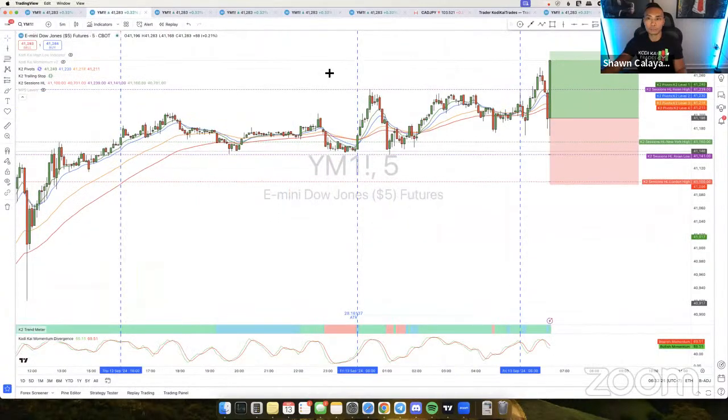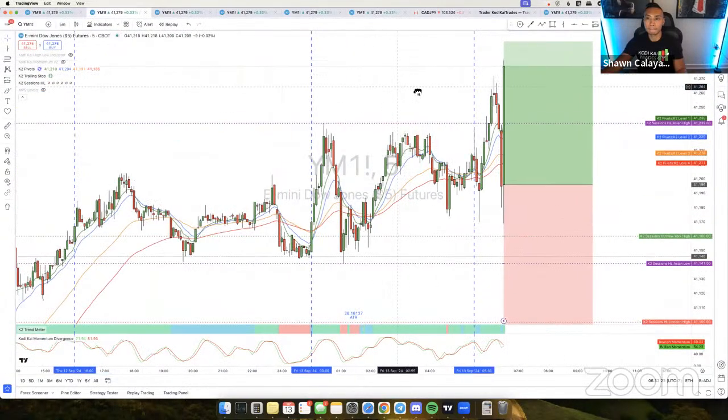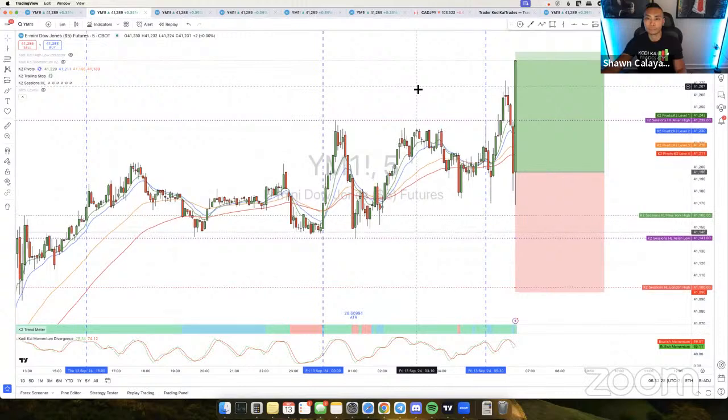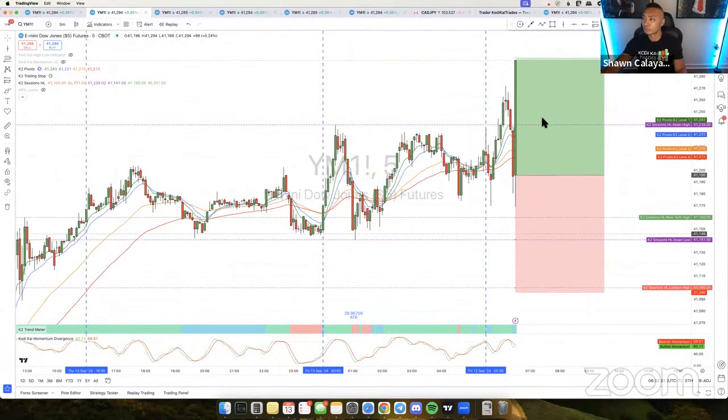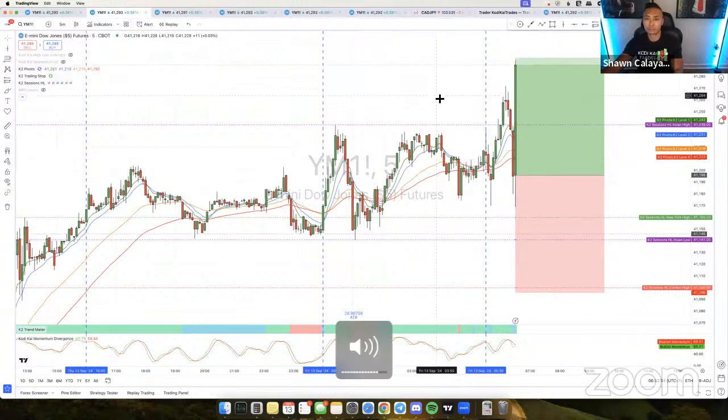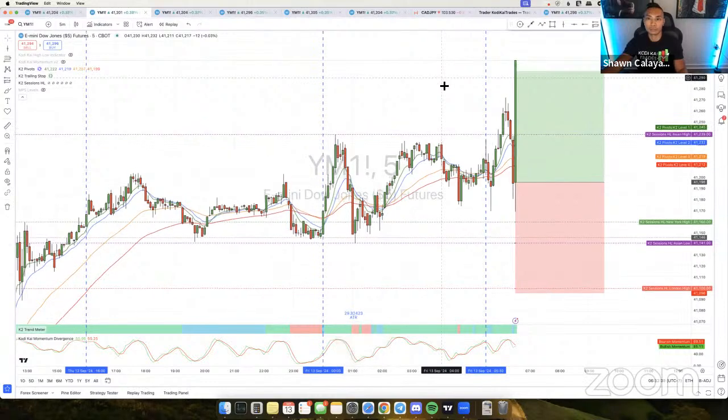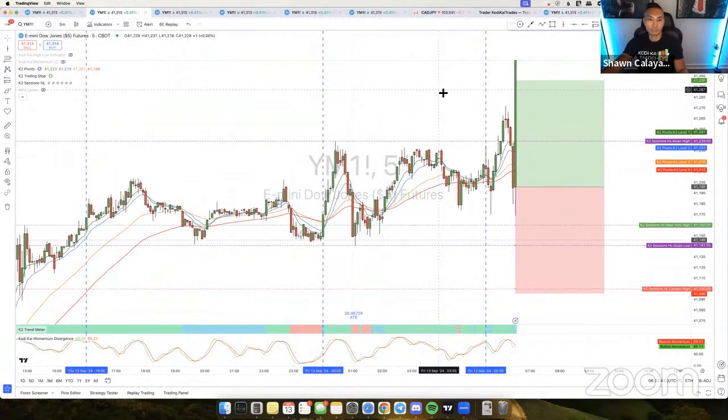Our breakout is almost at its full TP right there. It's climbing up. Nearly there. Order filled. There you go. I'm out. Full TP on the breakout for the day.